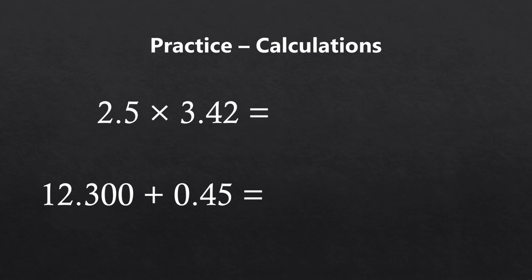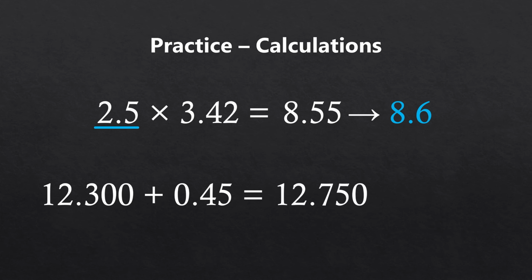Now let's practice some calculations. First, 2.5 times 3.42 gives us 8.55, but we round to the fewest number of sig figs, which is 2, giving us 8.6. Second, 12.300 plus 0.45 equals 12.750, but we round to the fewest number of decimal places, giving us 12.75.